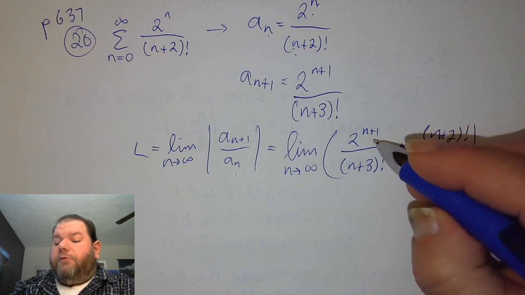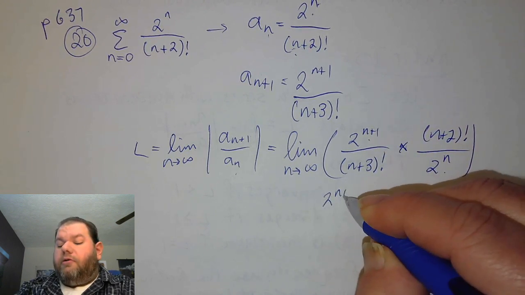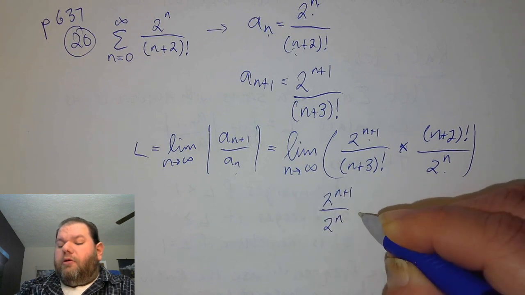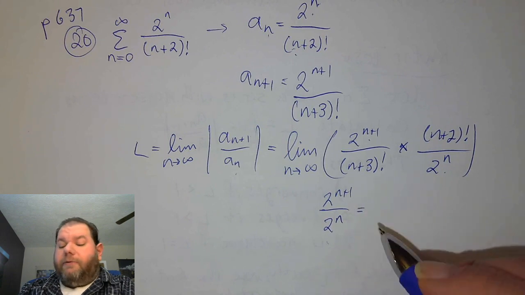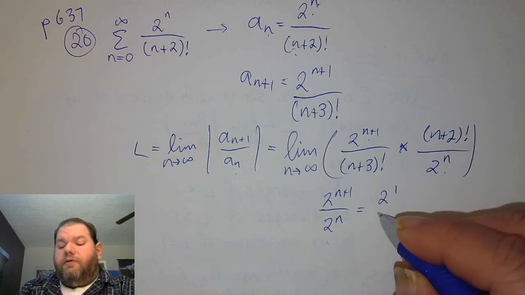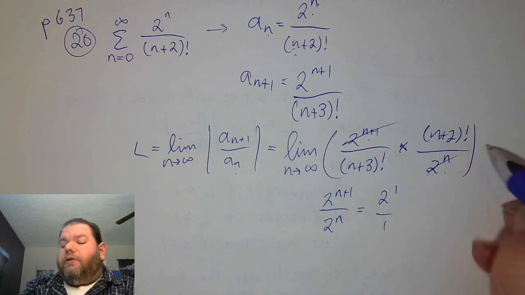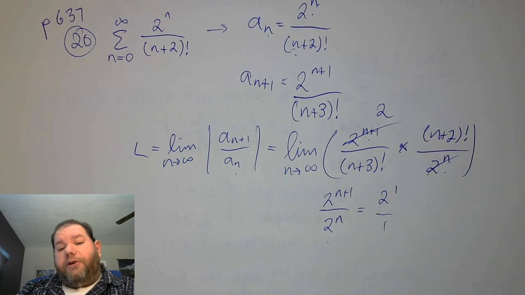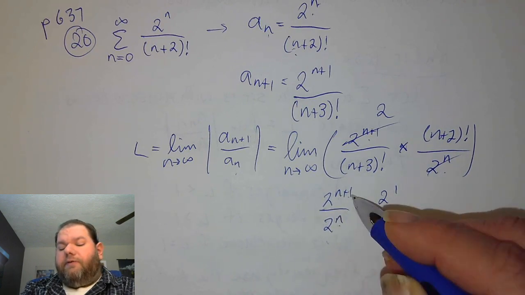So let's look at how we would reduce 2 to the n plus 1 over 2 to the n. Remember, if we have the same base, we can just subtract the exponents, so it's just 2 to the first. That means we can cancel these out, and we'll just have an extra 2 on the numerator. We subtract n plus 1 minus n, so the n's cancel, so we still have 2 to the first.